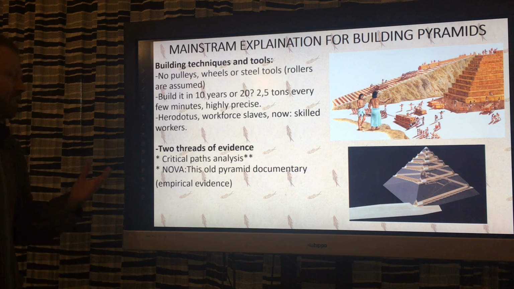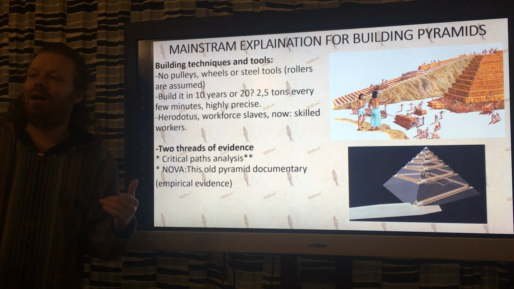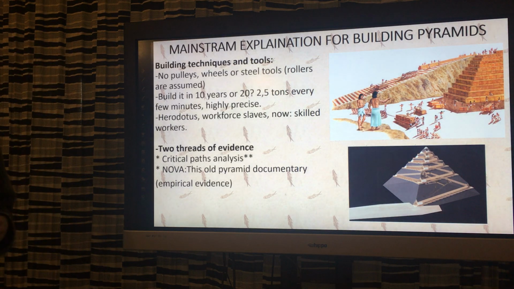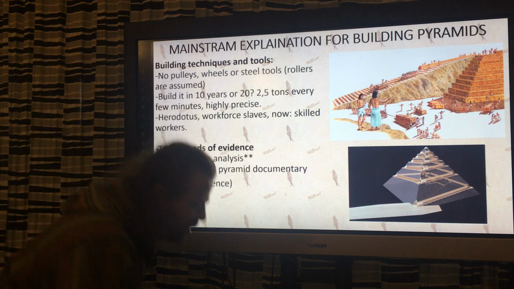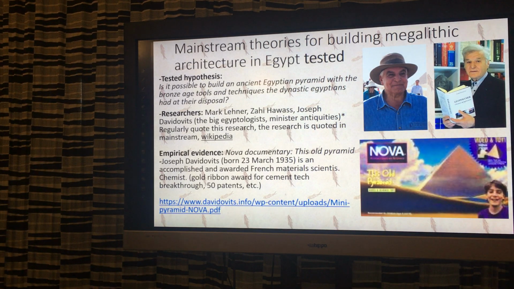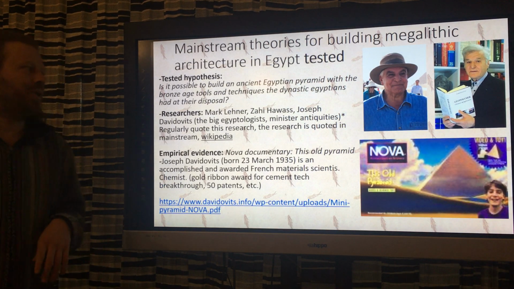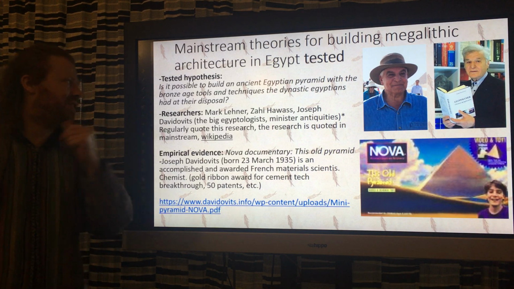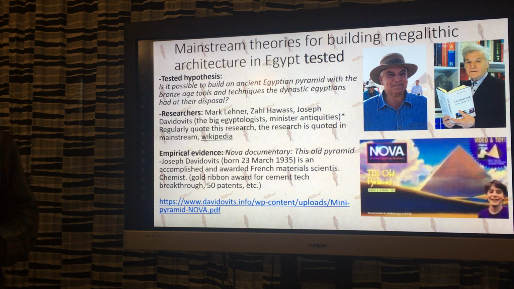And the empirical evidence is again a documentary that Nova made. I'm not sure if it's findable. I'll explain what's up with this documentary. So the tested hypothesis is: is it possible to build an ancient Egyptian pyramid with the Bronze Age tools and techniques the dynastic Egyptians had at their disposal?